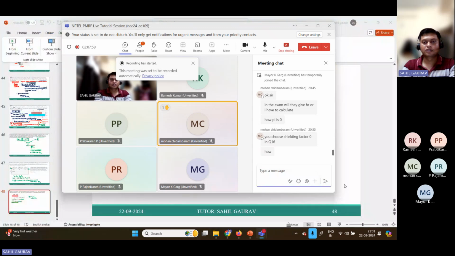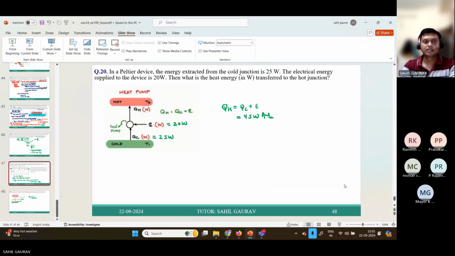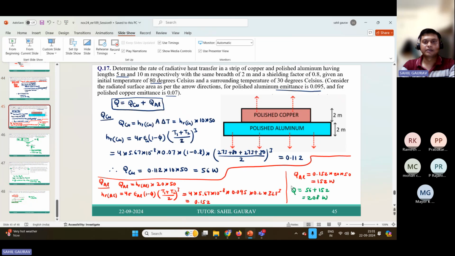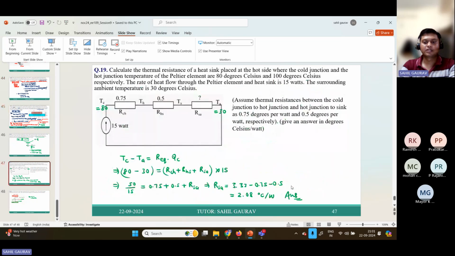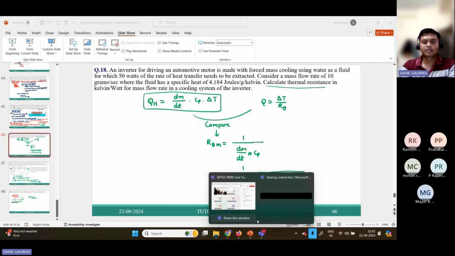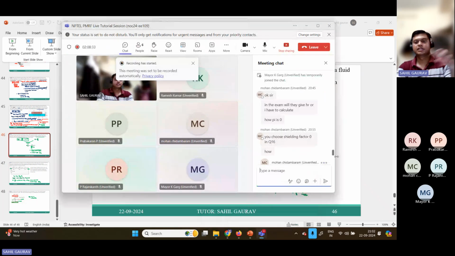Why is the shielding factor 0 in question 16? Yes, we have to take shielding factor 0 because it's a single system. It is not connected with any other substance. Single system or parallel system, you have to consider shielding factor 0. If it is connected to another substance, then the shielding factor is given.